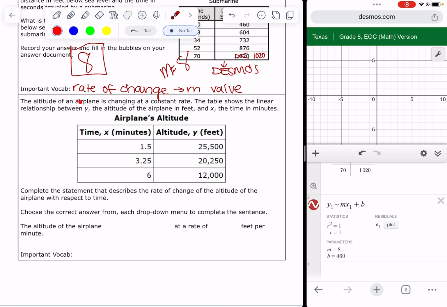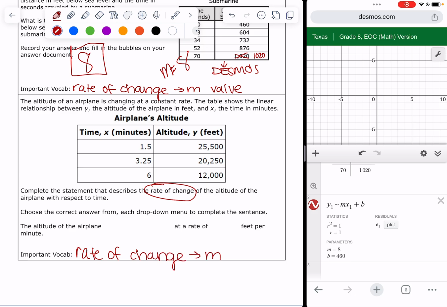It says the altitude of the airplane is changing at a constant rate. The table shows the linear relationship between y, the altitude of the airplane in feet, and x, the time in minutes. I have a table. Complete the statement that describes the rate of change. That's my important word right there, rate of change of the altitude of the airplane with respect to time. Choose the correct answer from the drop-down menu. So rate is my important vocabulary, and that means m.